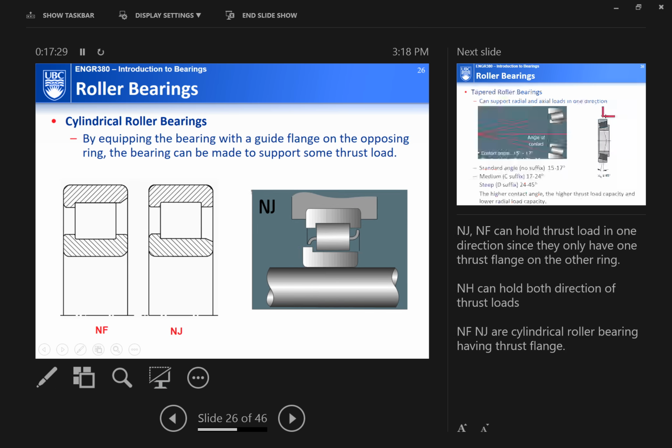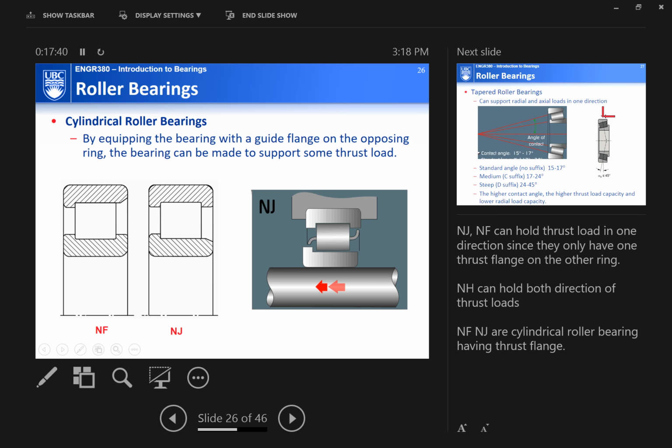If you see a symbol like NF, NJ, you can see this is the difference, right? NF has a flange on this end, one flange on one end, but no flange over here. And that's the NJ side here, right? So for the NJs, for example this type, you're not supposed to apply a load in this direction, right? Otherwise it'll fall apart.